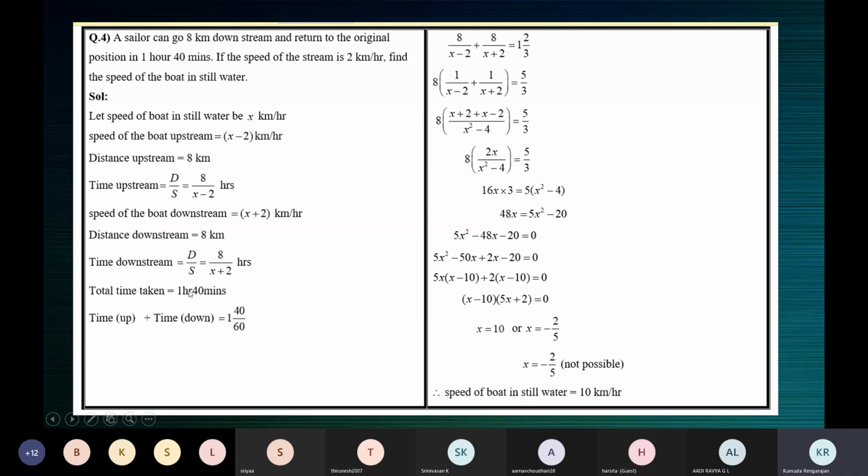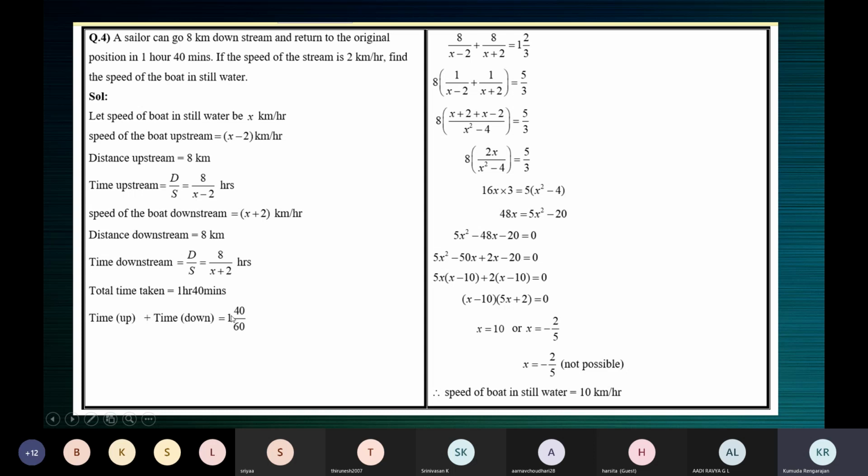What I have done here is I've written this 1 hour as it is, and I'm converting 40 minutes to 40 by 60. You can simplify this fraction alone. 40 by 60 simplifies to 2 by 3. Supposing it was 2 hours here, you cannot simplify 2 and 60. Within this proper fraction, you can do simplification. So 40 by 60 reduces to 2 by 3, so 1 and 2 by 3 is nothing but 5 by 3.